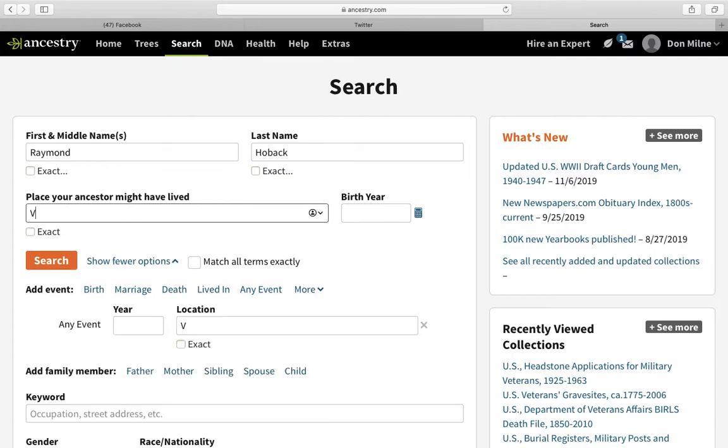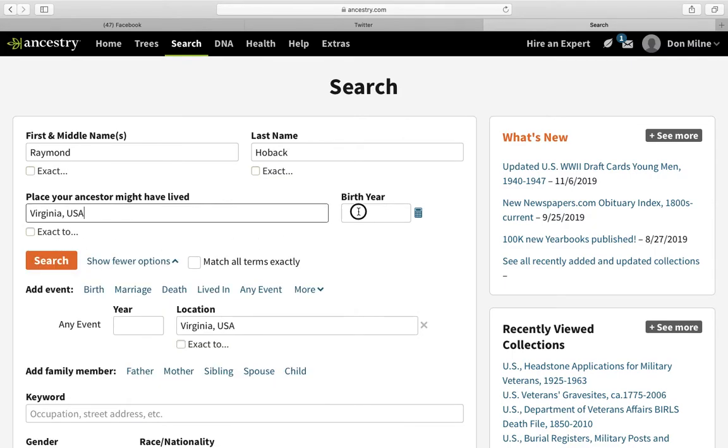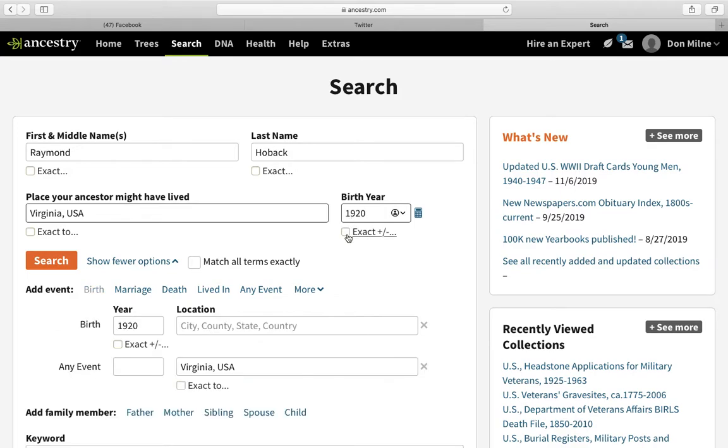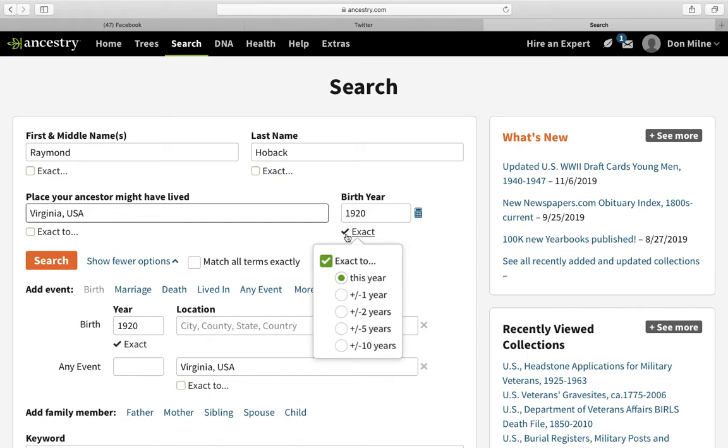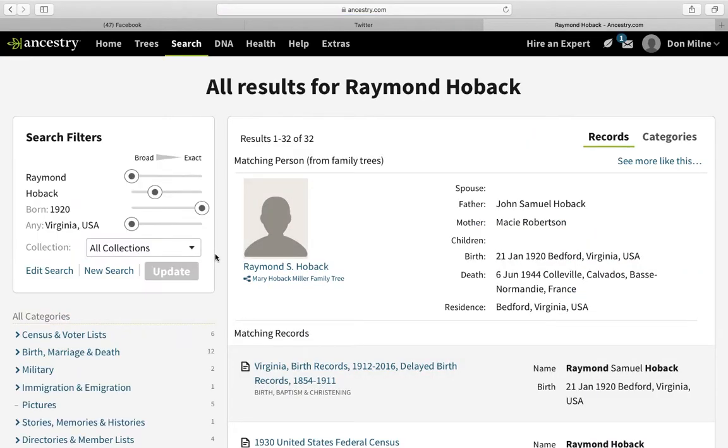Place where he lived, we know he was from Virginia. And I know he was born in 1920, so I'll put that down. I'm going to press exact so that it would limit it to just people born in that year. Hoback is not that common, but if it was a common name, that would help you narrow it down.